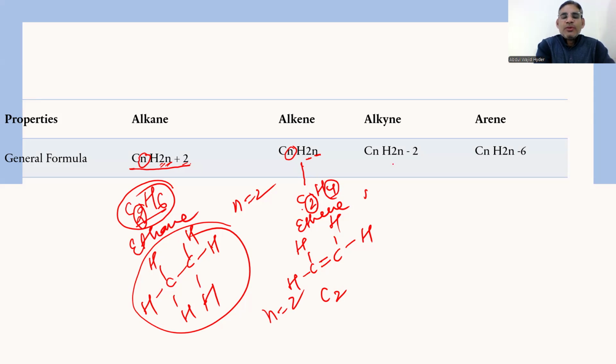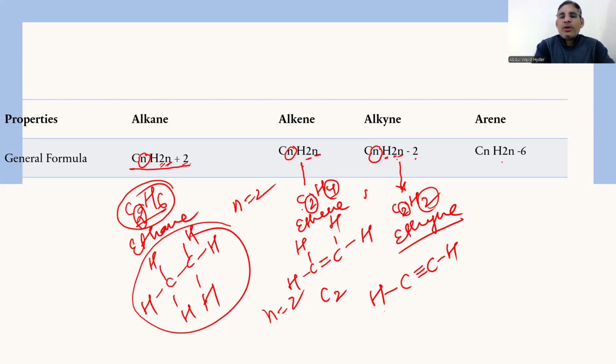Now see, what is the general formula for alkyne? Now see here C₂H₂, that is ethyne. Now see here, the value of n is 2 and H is 2 into 2, that is 4, 4 minus 2, that is 2. So what will be its graphical formula, Cooper's graphical formula? It will be like this.